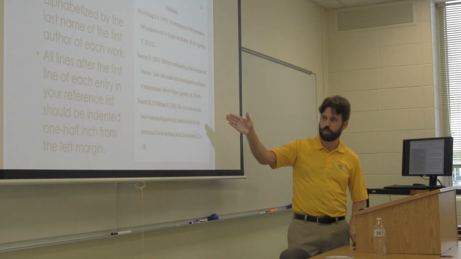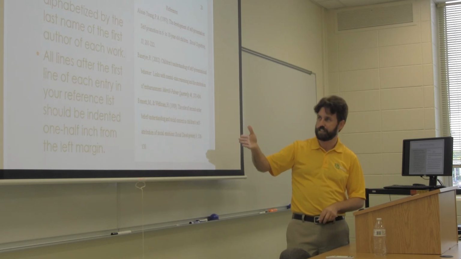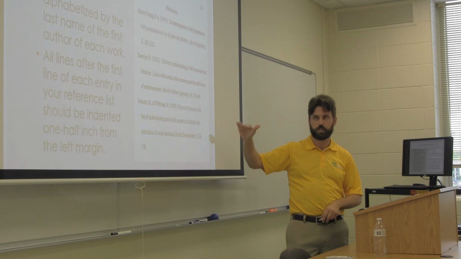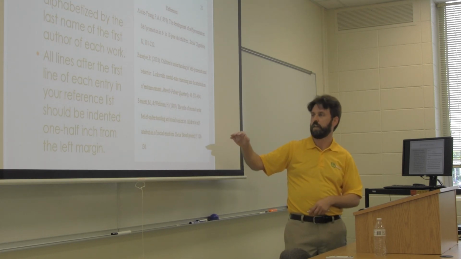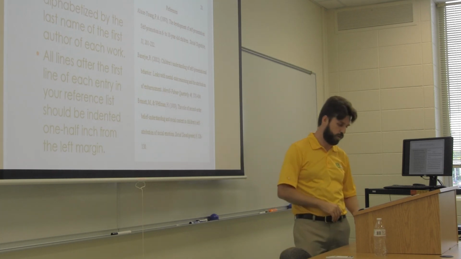But yes, alphabetical order by last name. And then of course you've got to look for generally those 5 to 6 items. So name, year of publication, title, then whatever the database or source that it comes from, and then of course the page numbers, and then the internet side if it requires that.